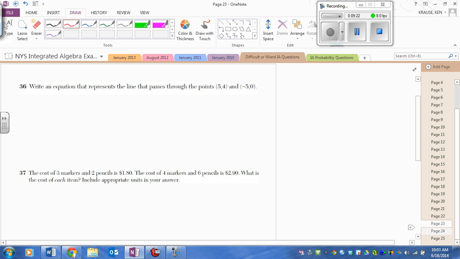23. Write an equation that represents the line that passes through these points. Okay. Real quick, what I'm going to do is I'm going to plot these. Negative 5, 0. And 5, 4. 1, 2, 3, 4, 5. 1, 2, 3, 4. I'll check my slope. I went up 4 and over, looks like 10. So my slope should be 4/10.